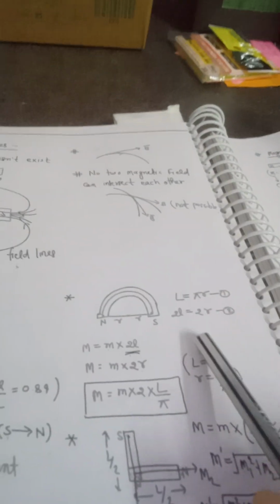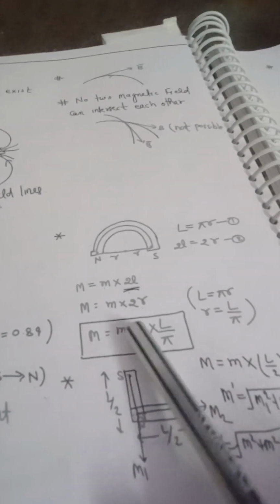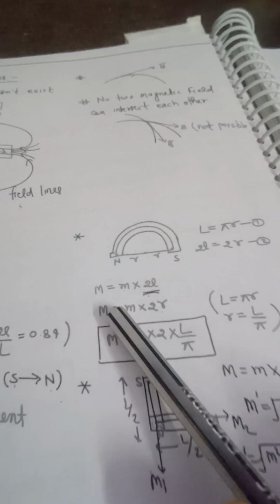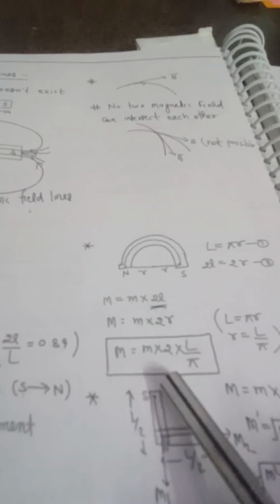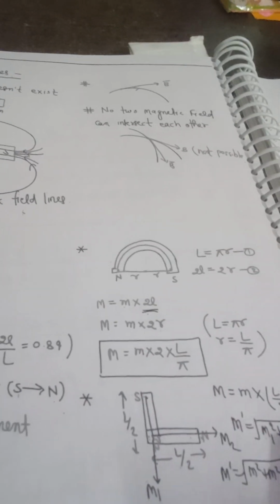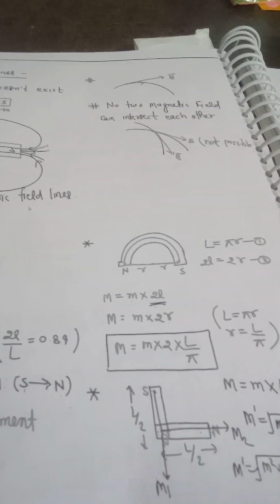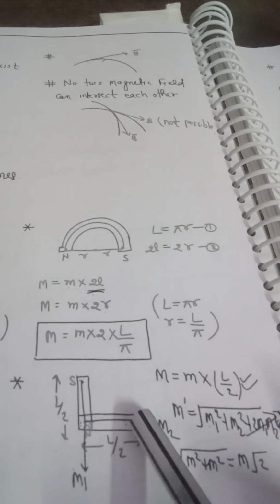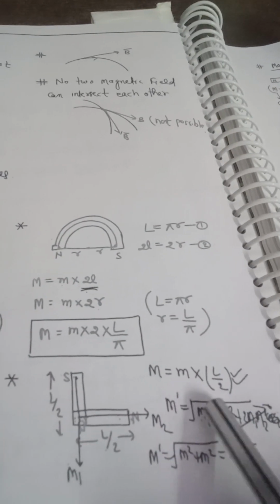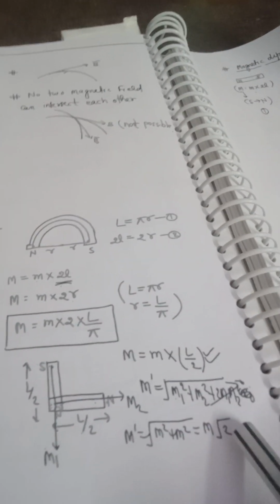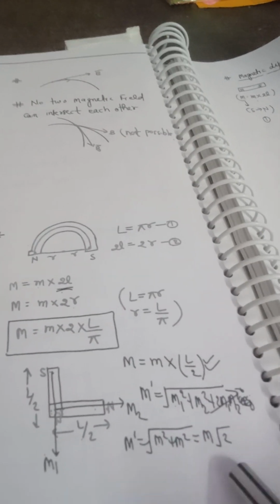L is equal to pi r, 2l is equal to 2r. So capital M is equal to m cross 2l, which equals m cross 2l upon pi. So you can show this when there are two, m is equal to m l by 2, m dash is equal to m1 square m2 square. Then after calculating you will find m root 2.